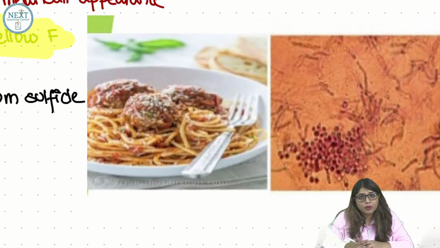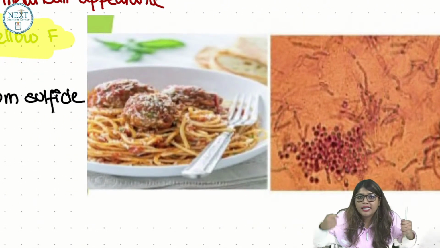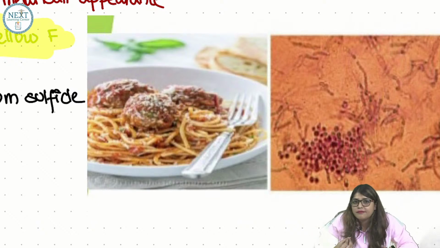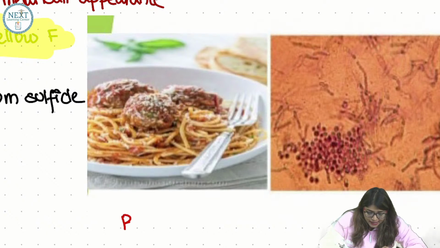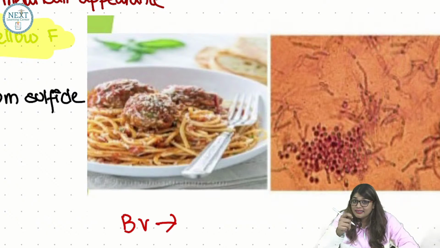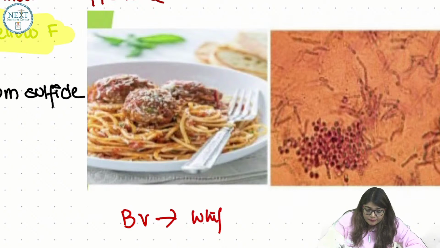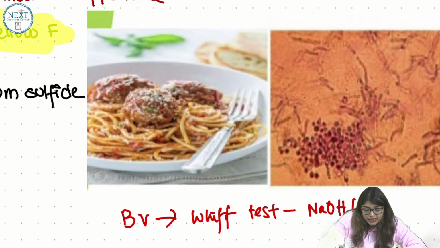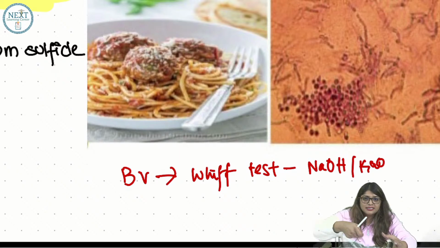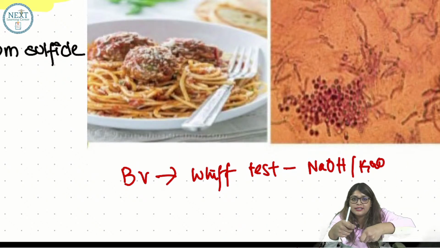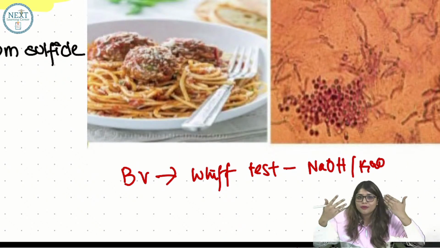Now KOH mount, where else have we used that? KOH or NaOH, where else have we used that? Can you associate it with me? Do you remember bacterial vaginosis? There is a test in that known as the whiff test. We use KOH or NaOH. You take the discharge, put it in KOH, and there will be a fishy odor, okay?